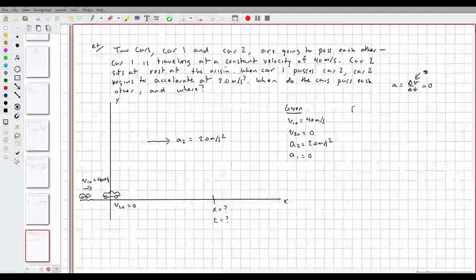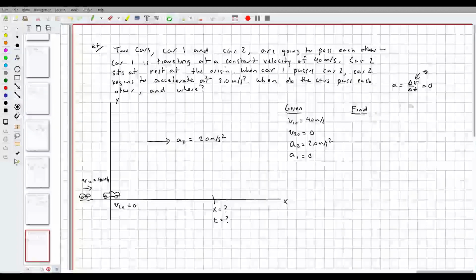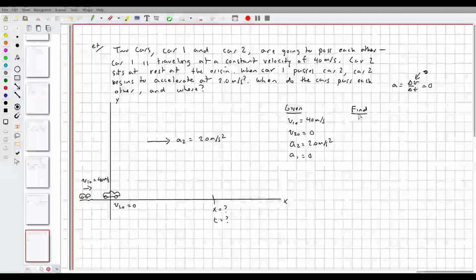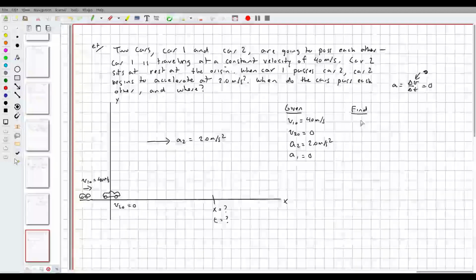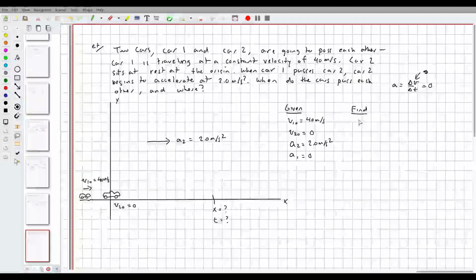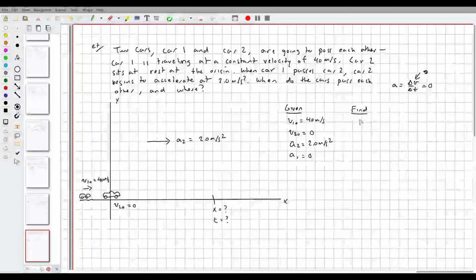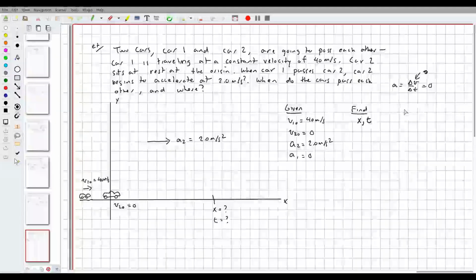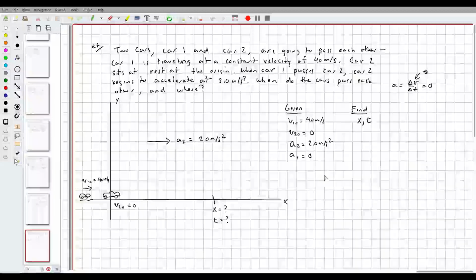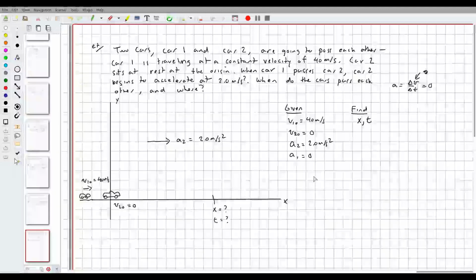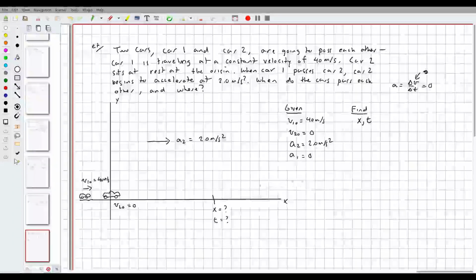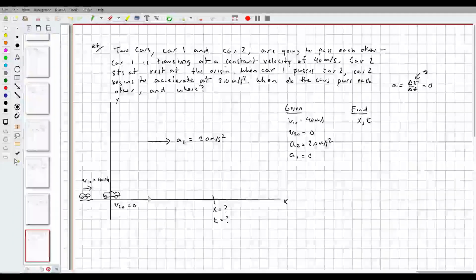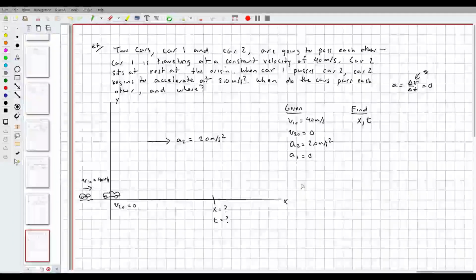What are we trying to find? Well, we want to find the point at which they have the same position, because we know at that point the cars are going to start to pass each other. So we need to find x, and we'd also like to find out when that happens. So at this point, what you do is you write down your equations, one set for car 1 and one set for car 2.